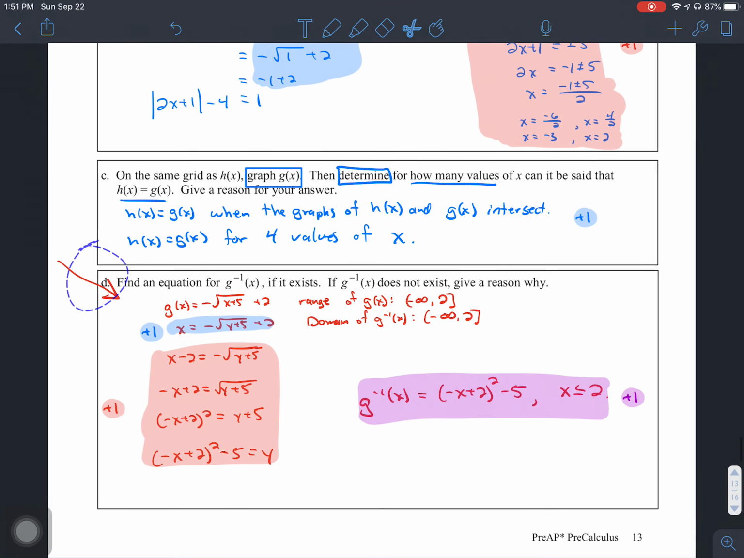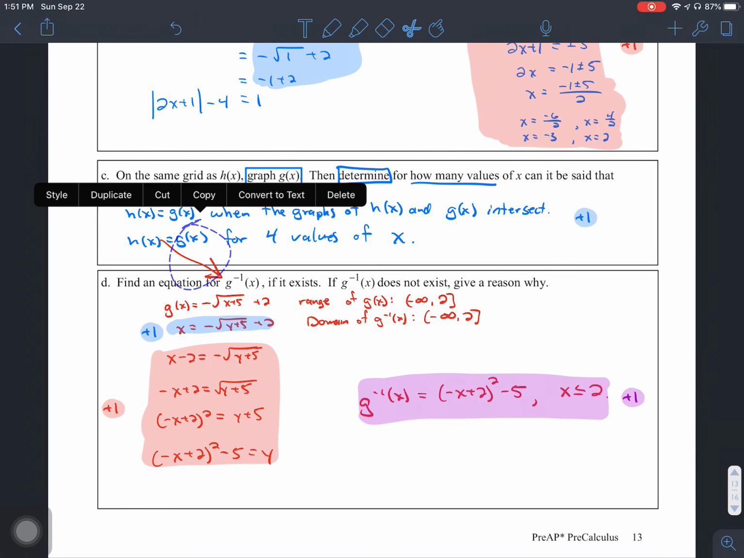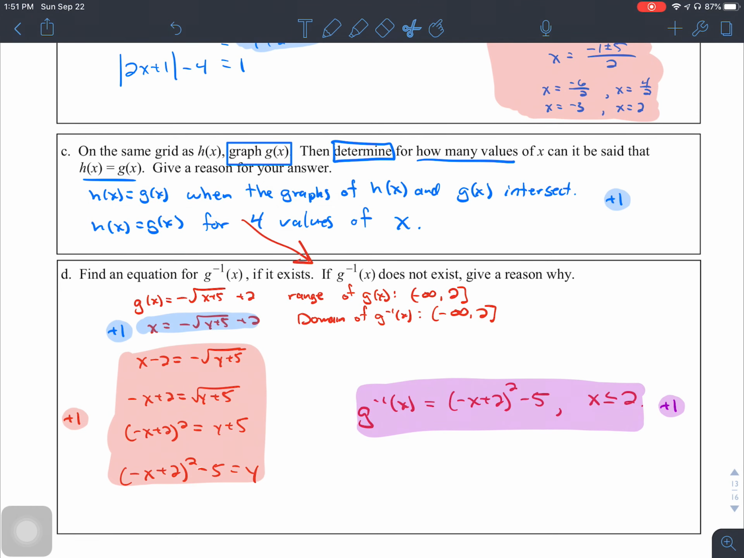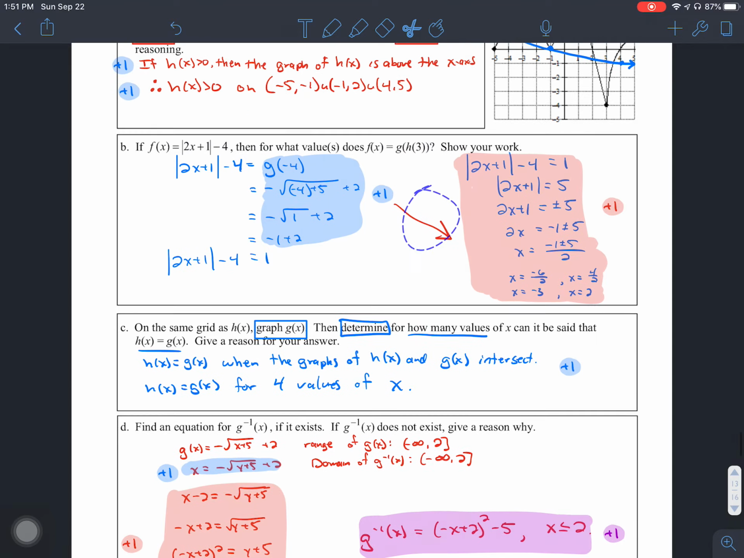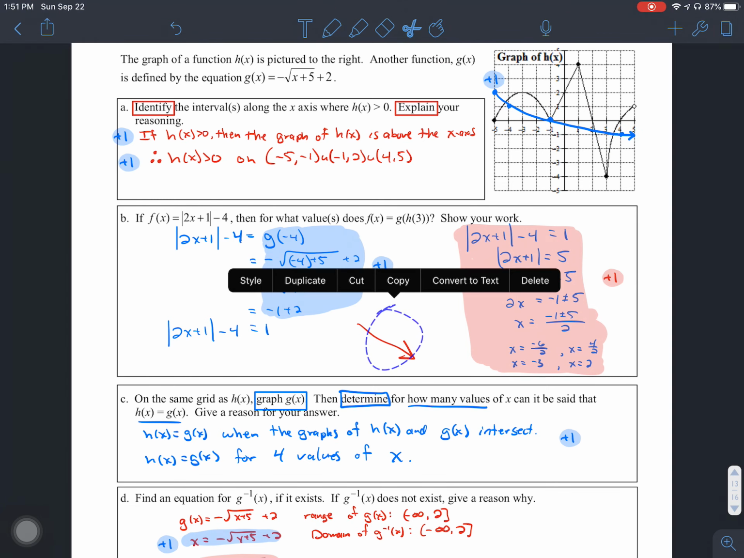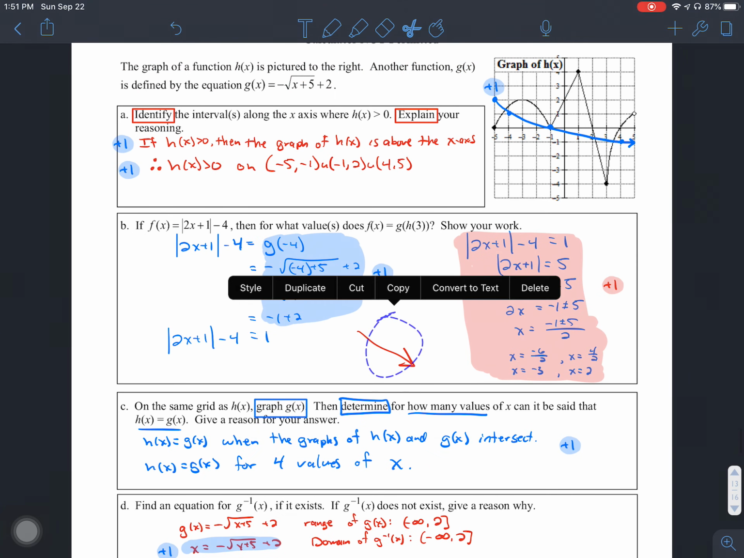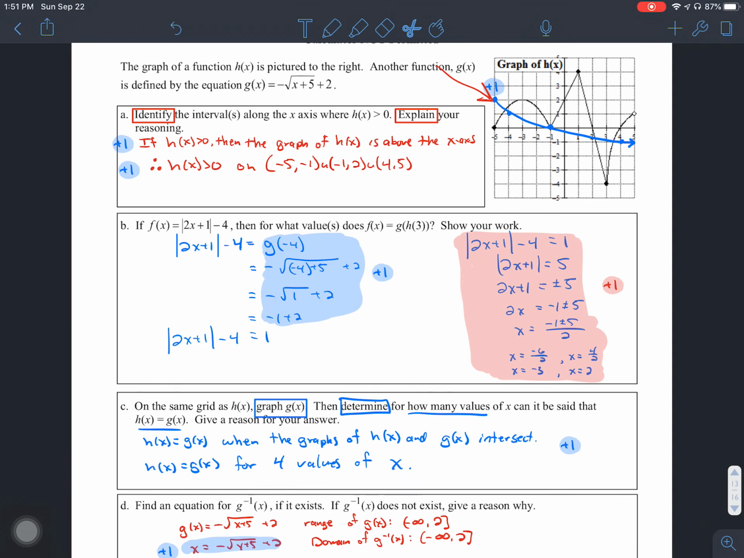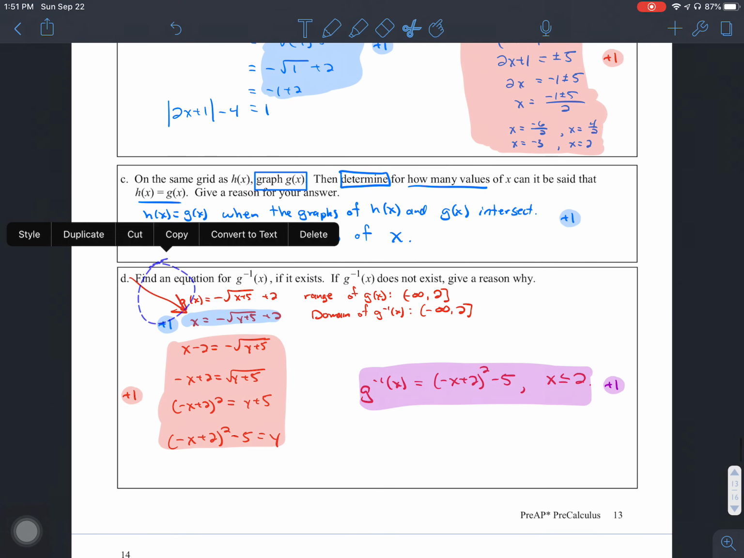Part D, find an equation for g inverse if it exists. If g inverse does not exist, give a reason why. Well, this is going to exist. This is not part of the answer, but I'm just explaining. Because if you look at the graph of g of x, it passes the horizontal line test. Or you could say it's a constantly decreasing function. There's 2 reasons why. Notice the restrictions on the domain and range for this. It's not all real numbers for the domain or the range. So our answer for this is going to be a little bit restricted.